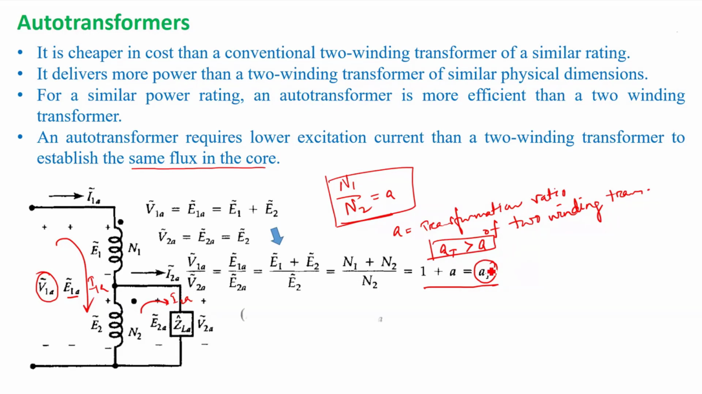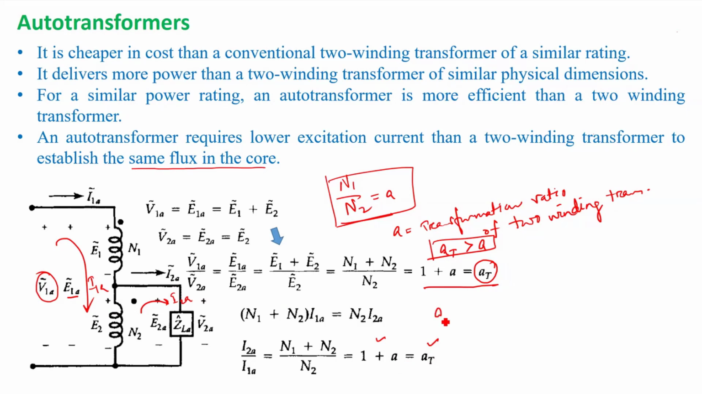Okay. So again, if we see the MMF equation across the two sides, I1A is passing through both the coils N1 and N2, so therefore (N1 plus N2) into I1A is equal to N2 I2A. So if I find the ratio of I2A by I1A, that will give me (N1 plus N2) by N2, that is nothing but the same 1 plus A, that is equal to AT.